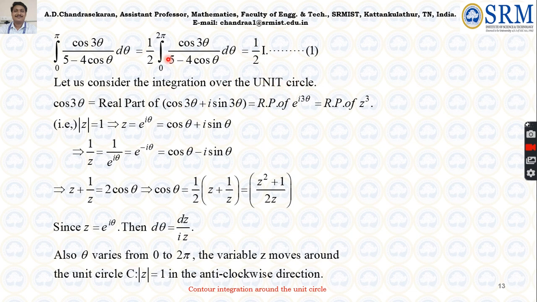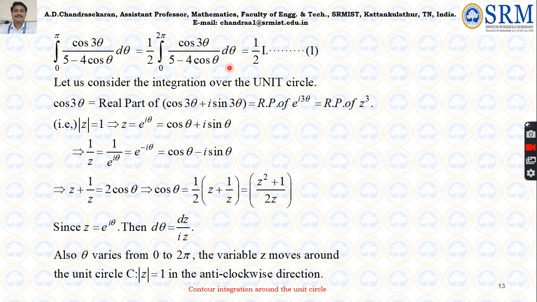So what about the numerator cos 3θ? It is nothing but the real part of cos 3θ + i sin 3θ, which is the real part of e^(i3θ). What is e^(iθ)? It is z. So this is nothing but the real part of z^3. Unit circle means radius 1, so z = e^(iθ), 1/z is e^(-iθ). Already we know the concept. Then here we need only the cos theta term. So adding both, we get cos θ = 1/2 (z + 1/z).